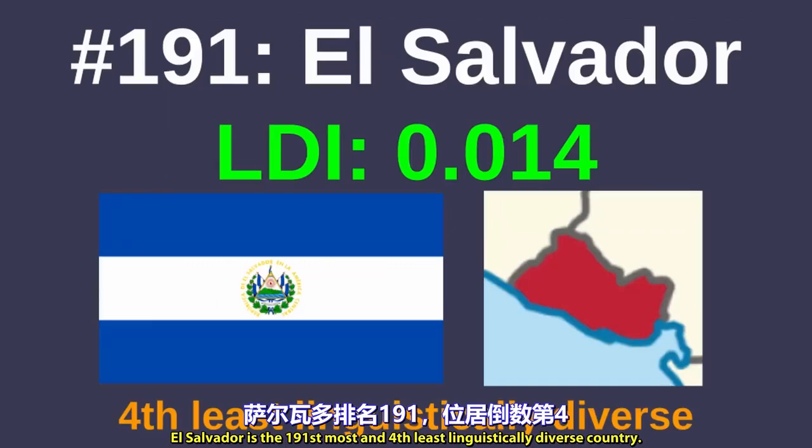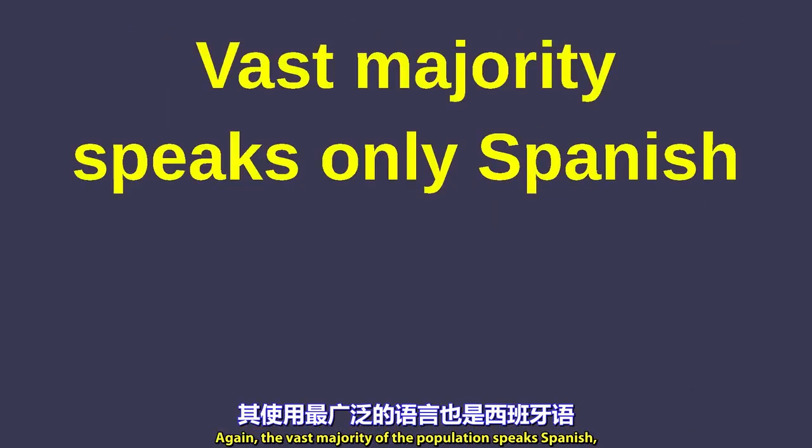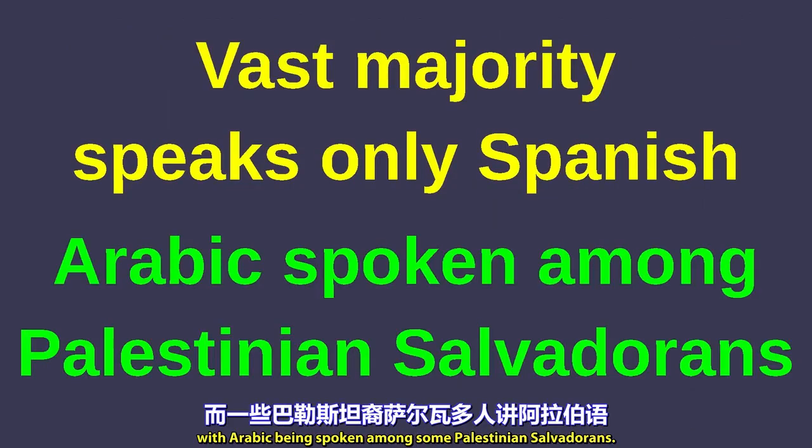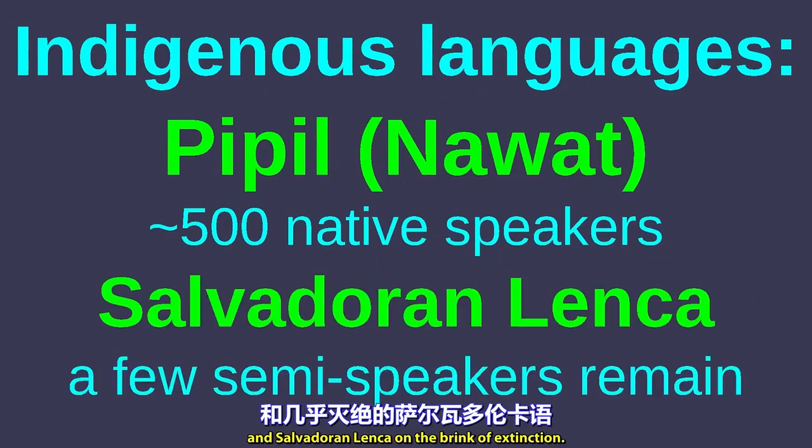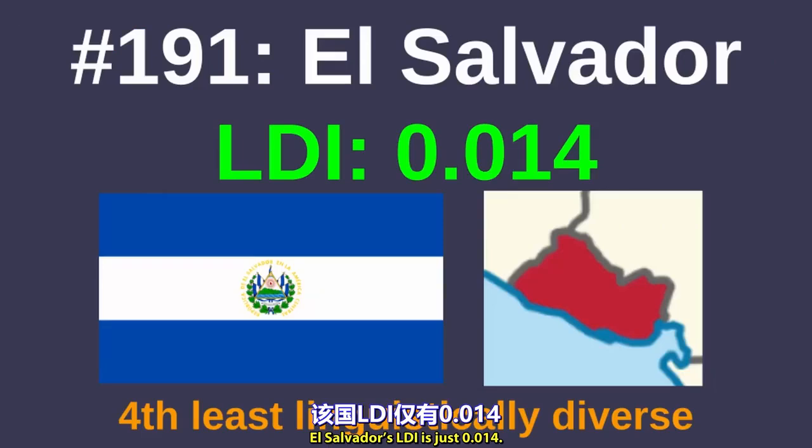El Salvador is the 4th least linguistically diverse country. Again, the vast majority of the population speaks Spanish, with Arabic being spoken among some Palestinian Salvadorans. There are just 2 indigenous languages left, those being Pipil with a few hundred speakers, and Salvadorian Lenca on the brink of extinction. El Salvador's LDI is just 0.014.